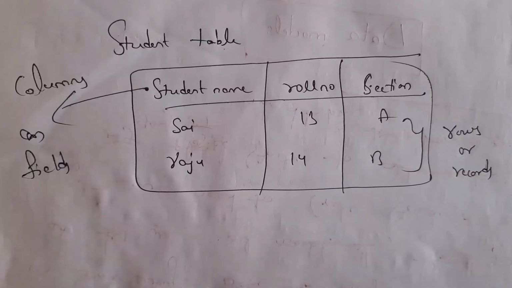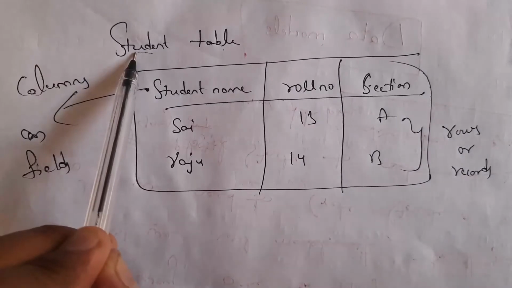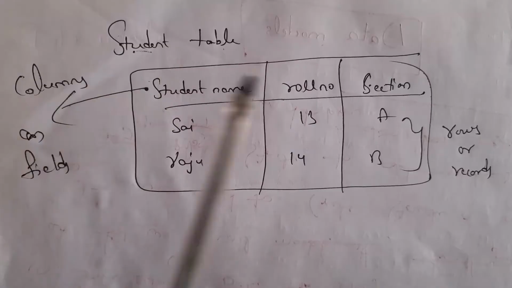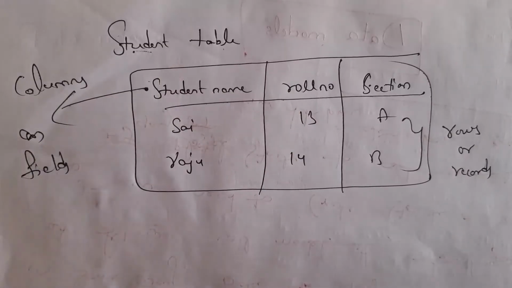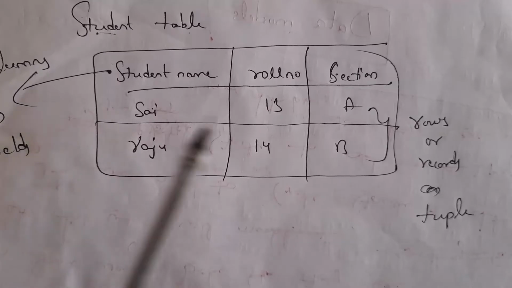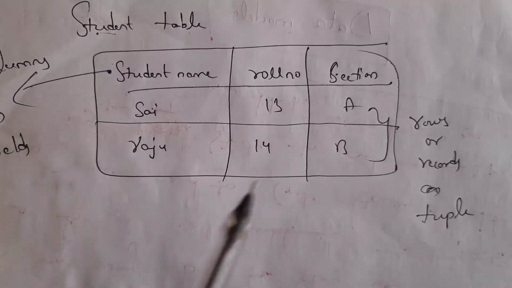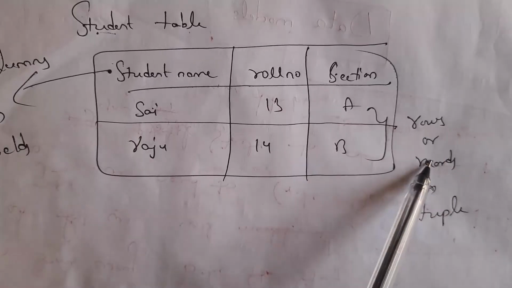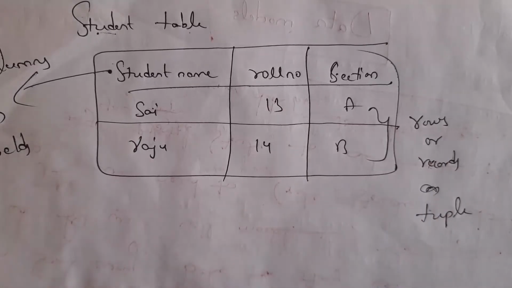Guys, this is a simple example of a student table. We also call this table a relation. The student table contains 3 columns: student name, roll number and section. We also call columns fields. Both are the same. The student table contains 2 rows: Sai, roll number 39, section A, and Raju, roll number 49, section B. We also call rows records or tuples. All are the same, don't get confused.